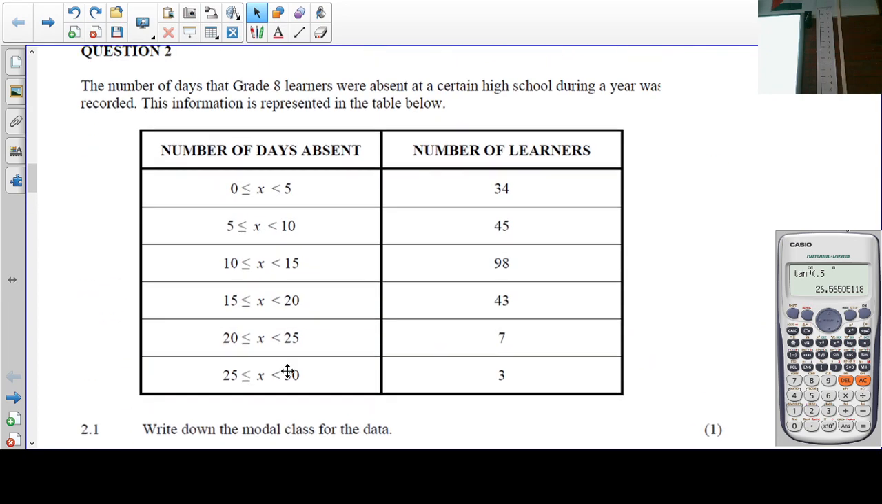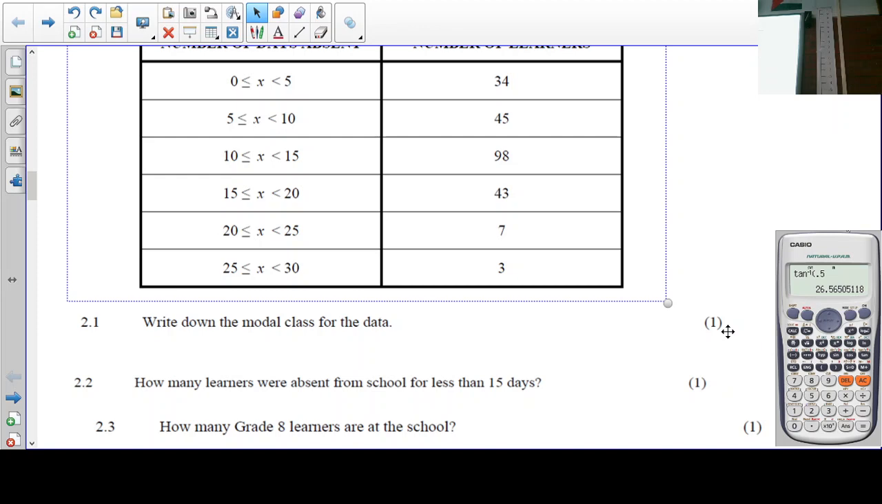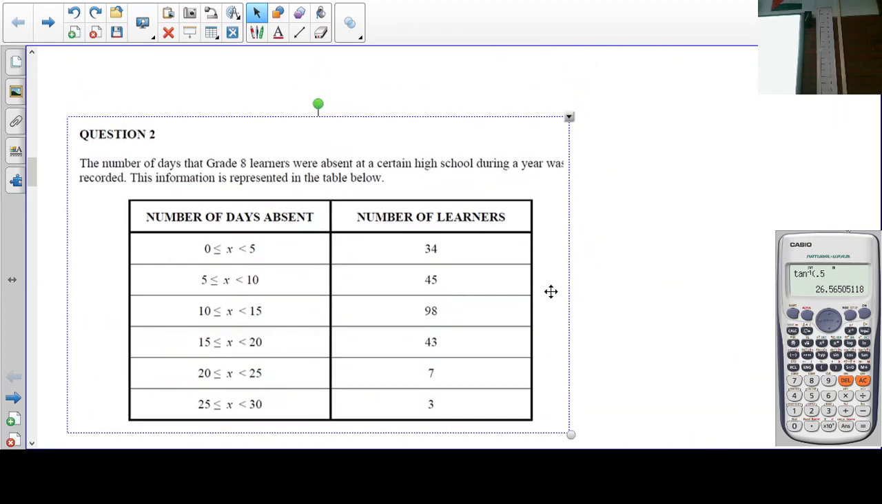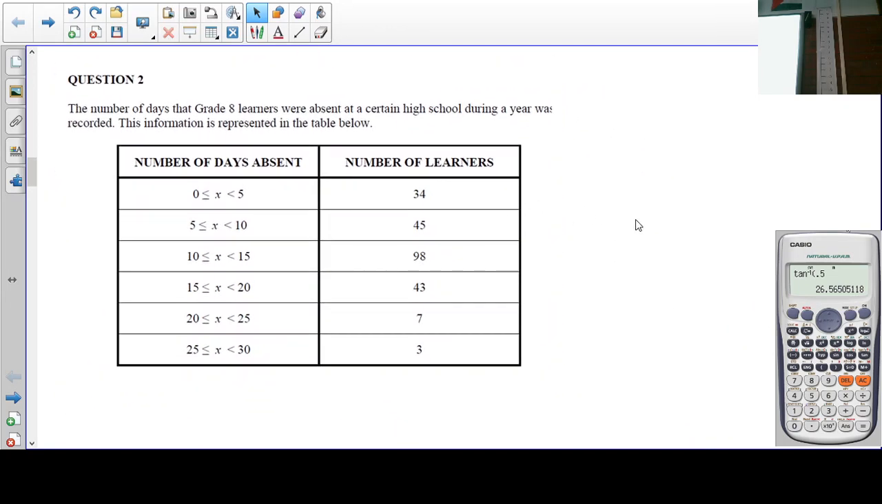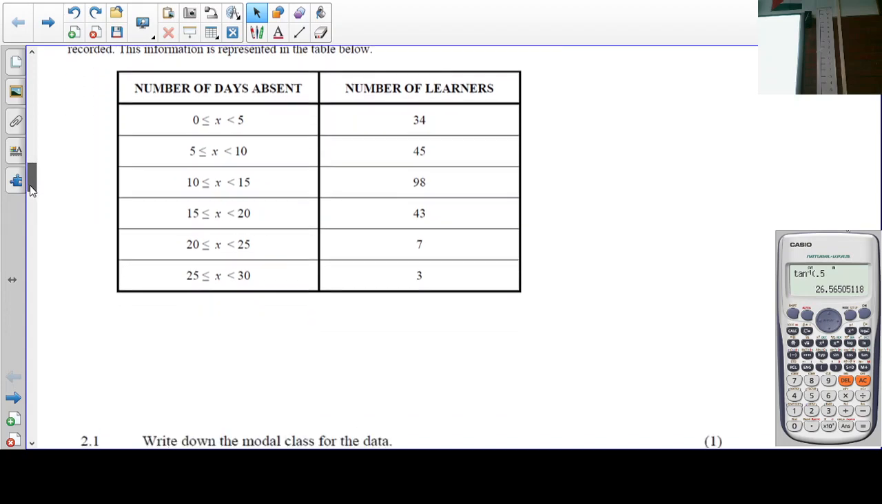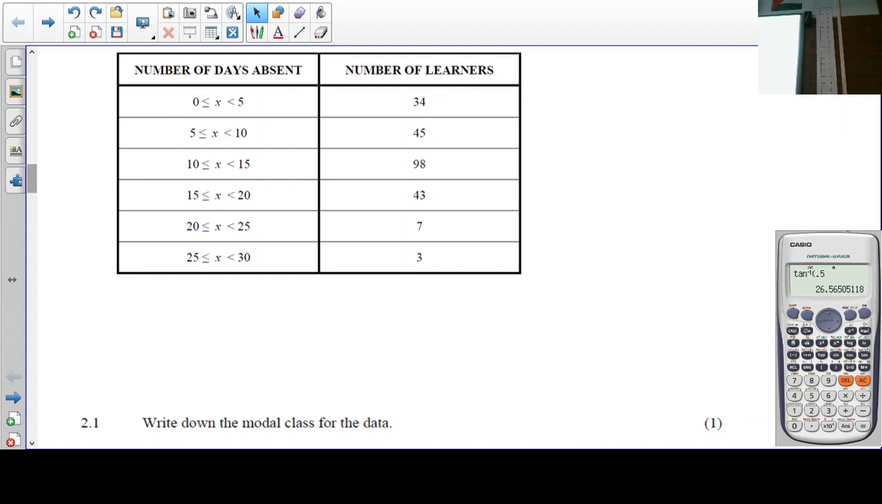Okay, so we're looking at question 2. We are told in question 2, the number of days that the grade 8 learners were absent at a certain high school during the year was recorded. This information is represented in the table below. So, the number of days absent from 0 to 5 is 34. Including 5 to 10 is 45. Including 10 to 15 is 98. Including 15 to and so on.